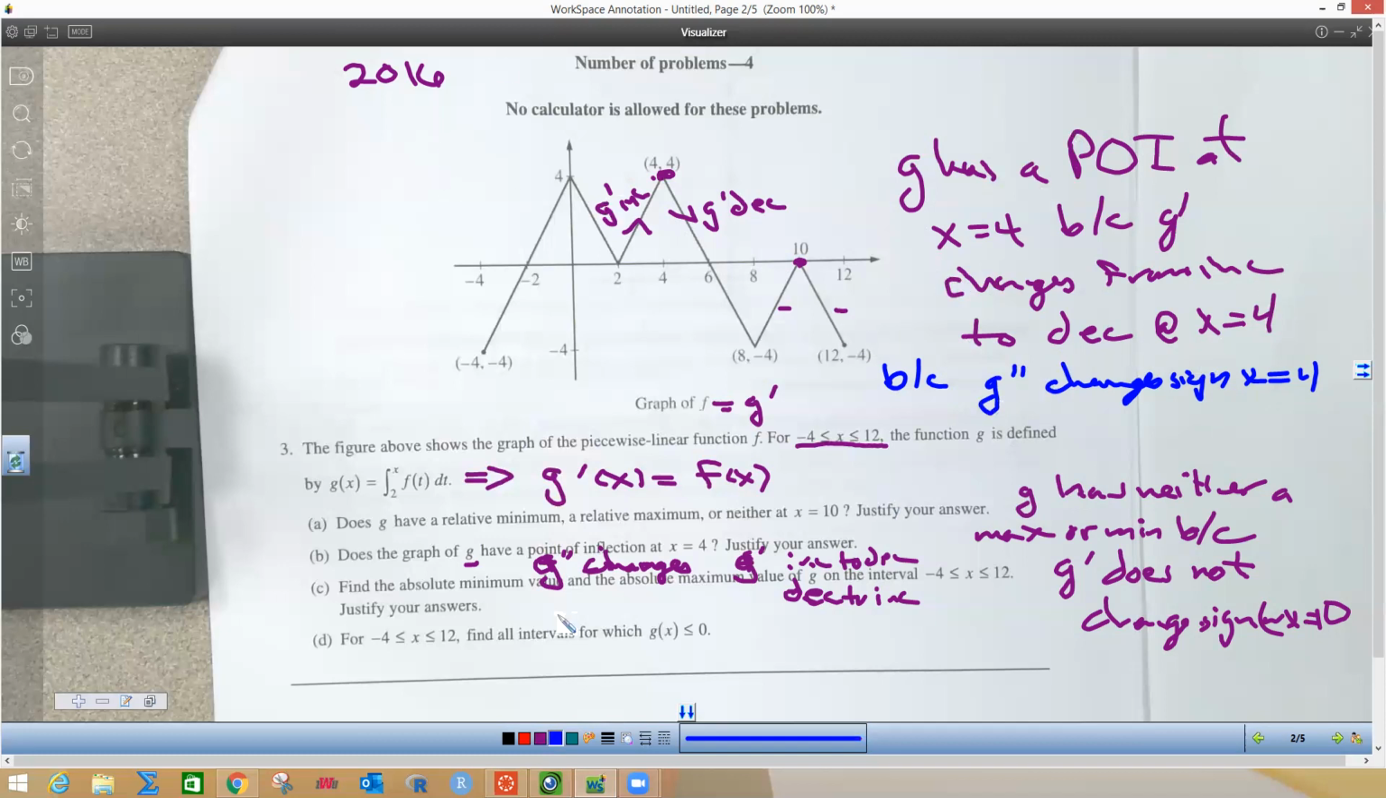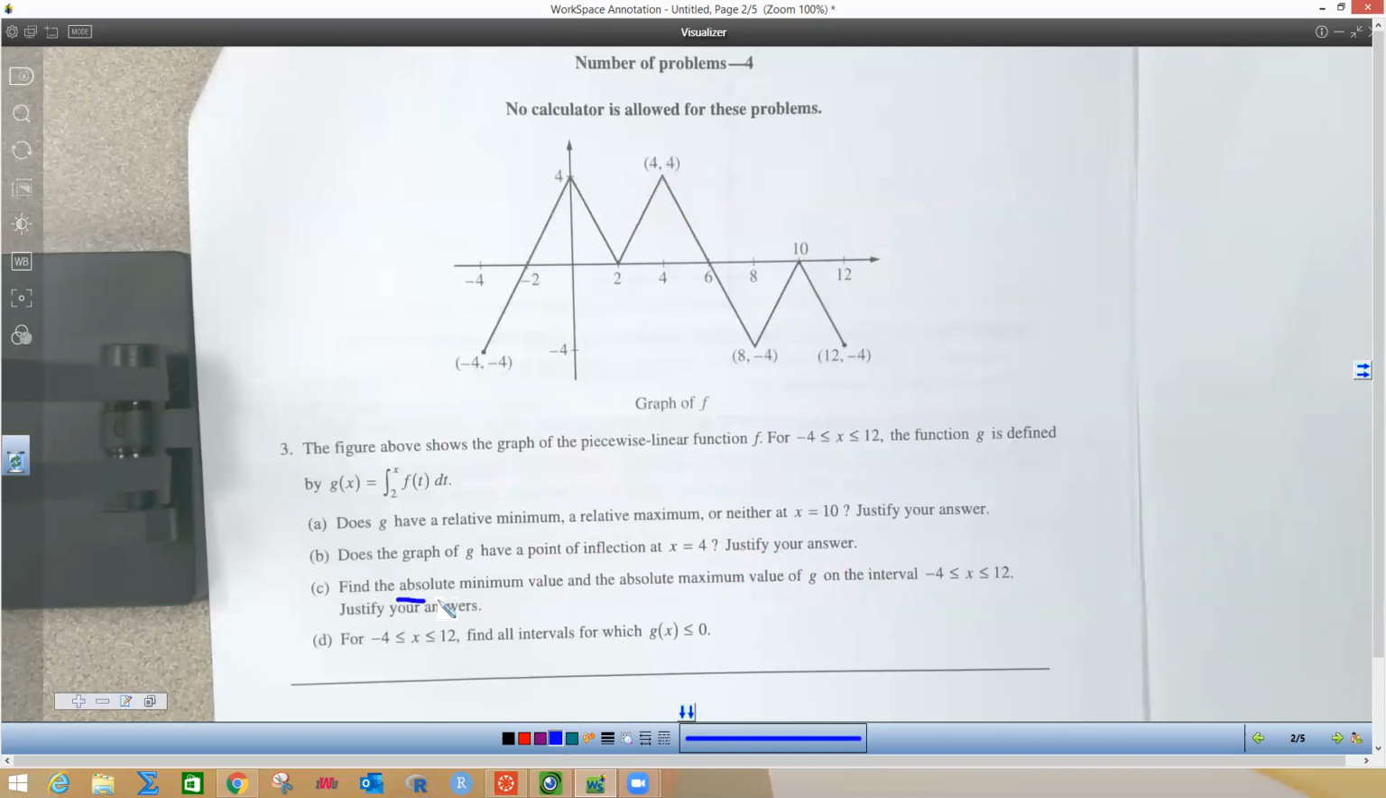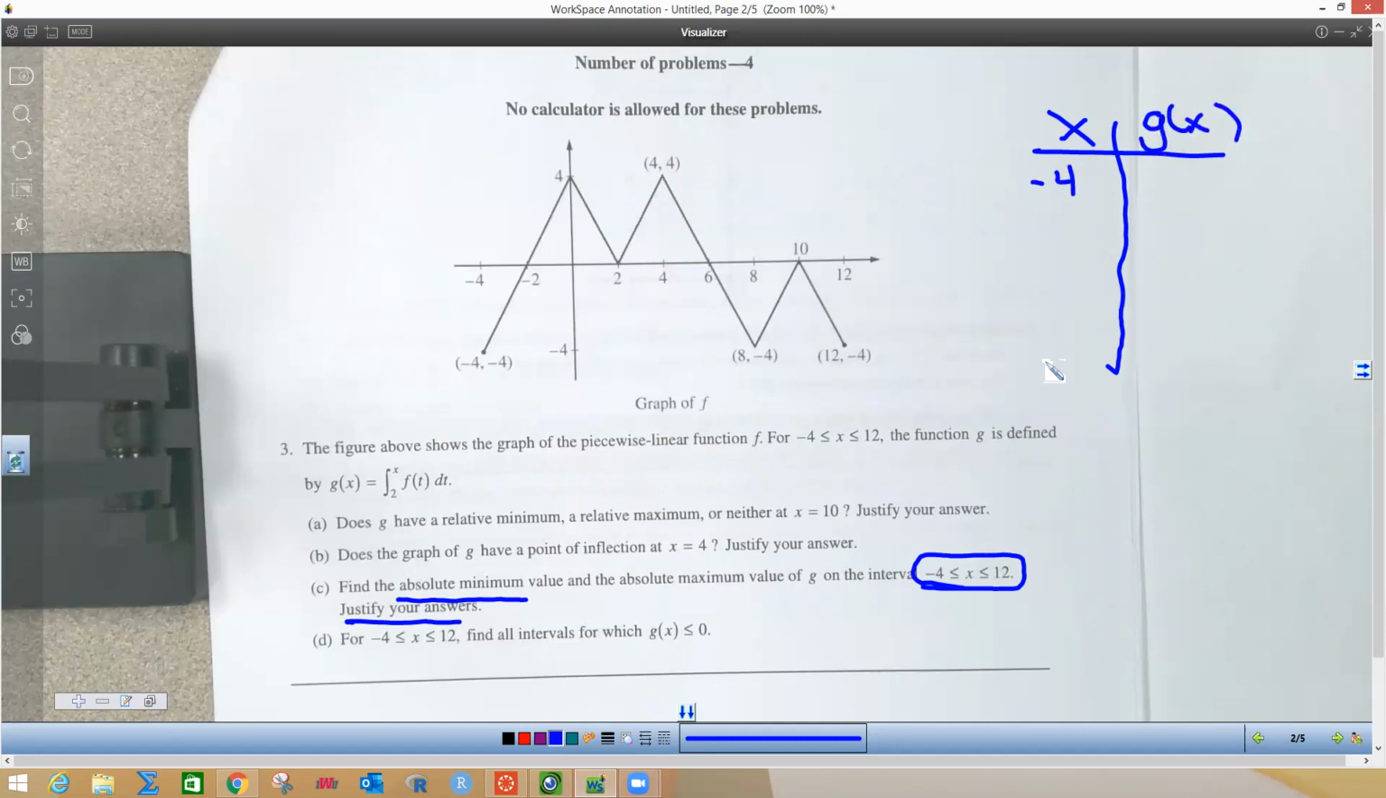Okay, part C says, find the absolute minimum. So we want the absolute minimum from -4 to 12, and it says justify your answer. Justify answer means we want a table. So we're going to make a table, and we're going to put in all of the important points. Well, the endpoints are some we have to take into consideration, and we're going to be finding G over here. And then the other endpoint is 12.